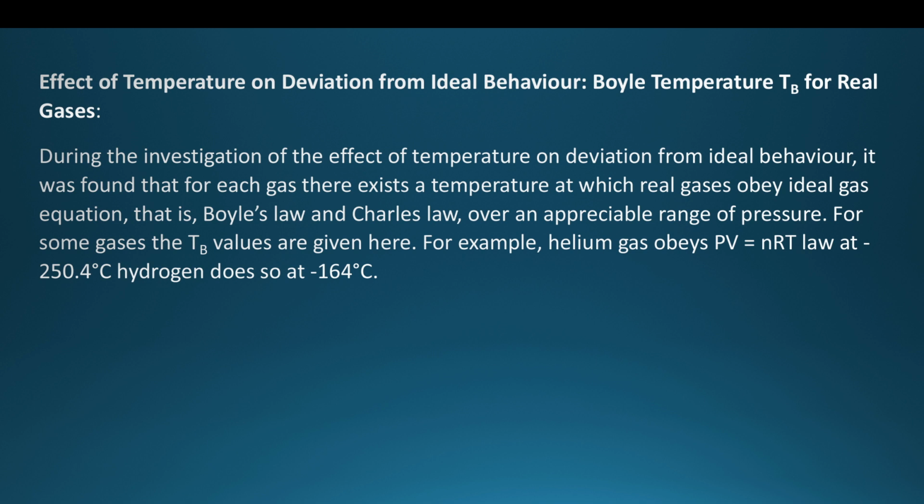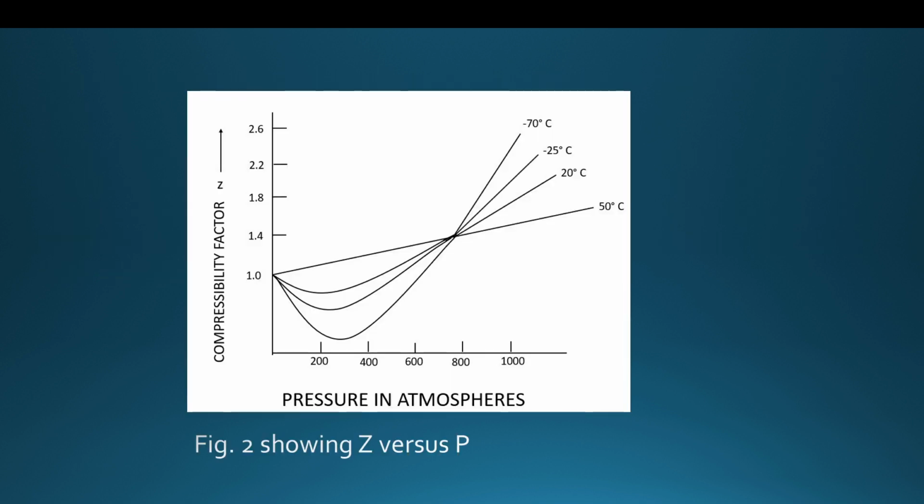For some gases, the Boyle temperature values are given here. For example, helium obeys the PV equal to nRT equation at minus 250 degrees, hydrogen at minus 164 degrees Celsius. This graph is for nitrogen gas at different temperatures. Boyle temperature is indicated by the point where all curves meet.